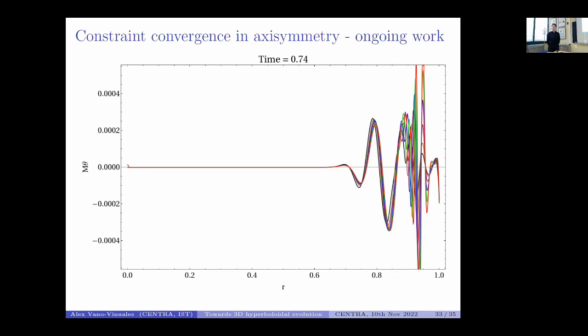No, because it's just a gauge wave. Basically, it's a perturbation in the gauge that still satisfies the constraints. So it's just gauge dynamics, but it's still a test for the code.